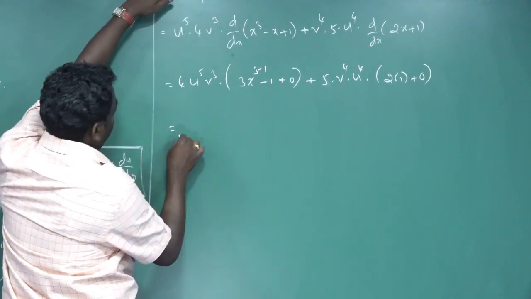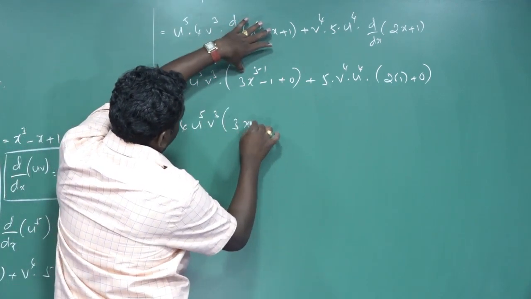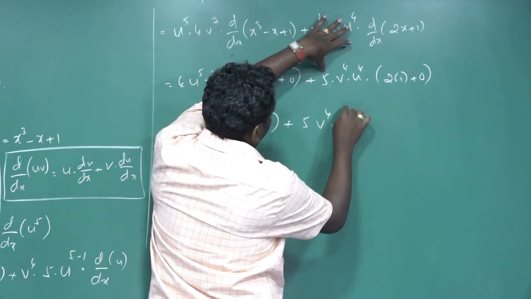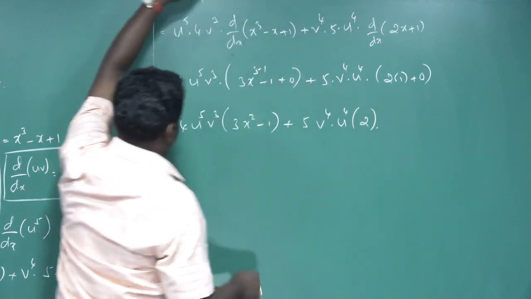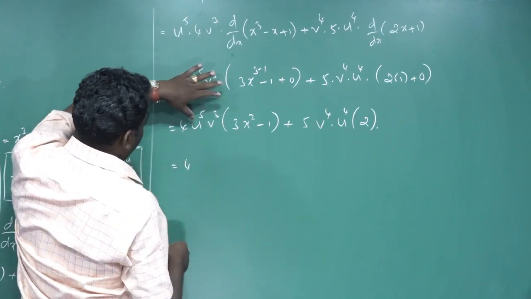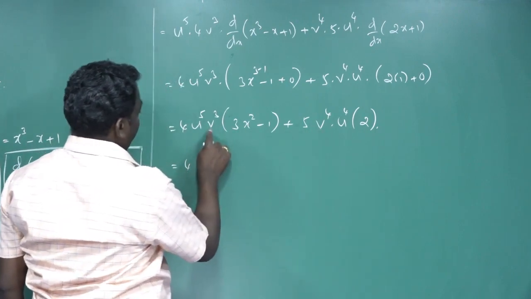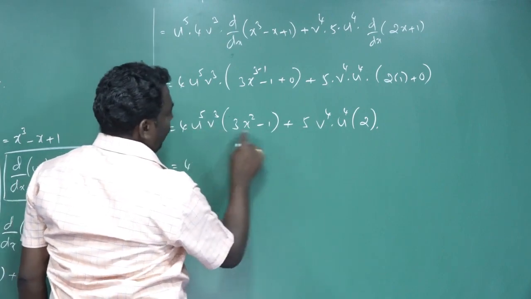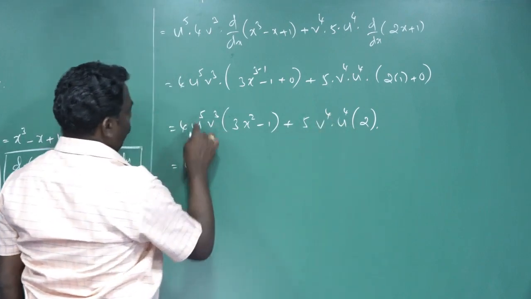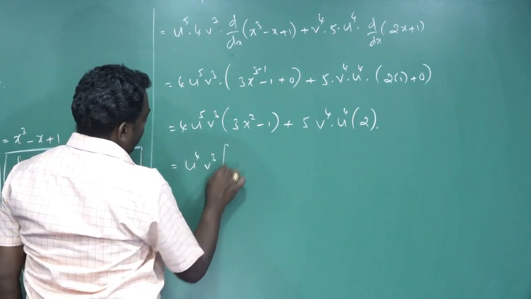Now just simplification: that is equal to 4 into u power 5, v power 3, within the bracket 3 into x power 2 minus 1, plus 5 into v power 4 into u power 4 into 2. Simplification: otherwise we can do one thing, we can take u power 4 and v power 3 as common from the two terms.